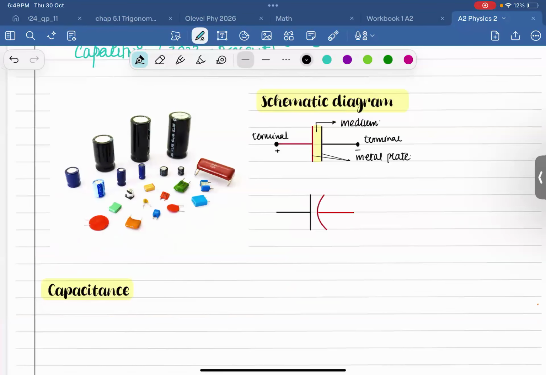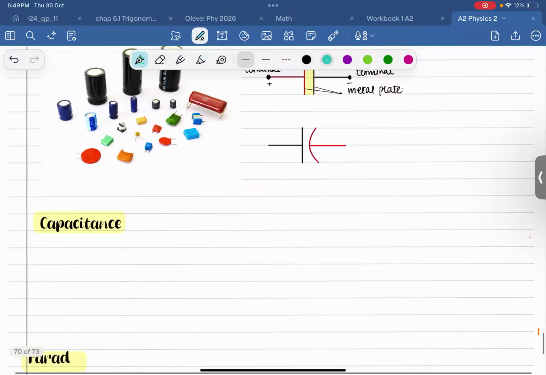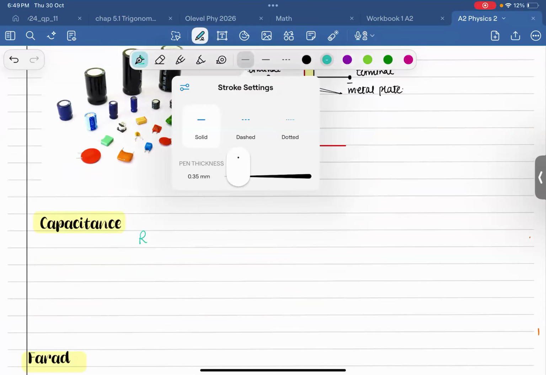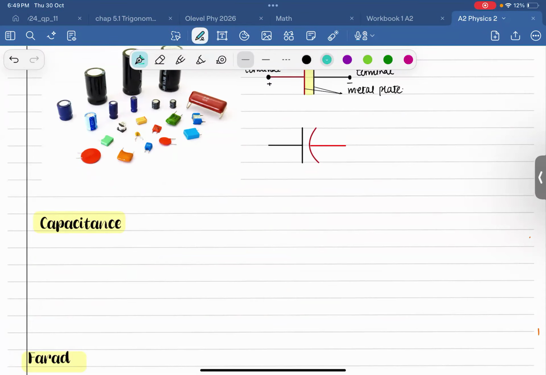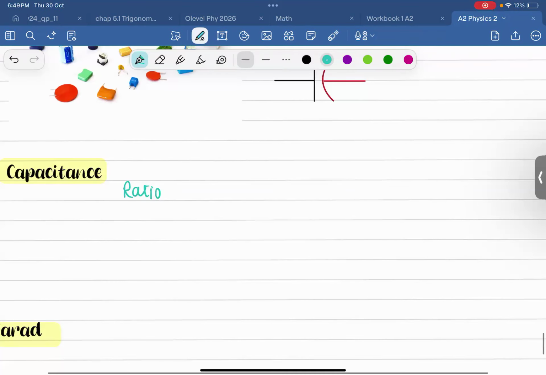So the basic definition of capacitance is the ratio of charge stored per unit potential difference.